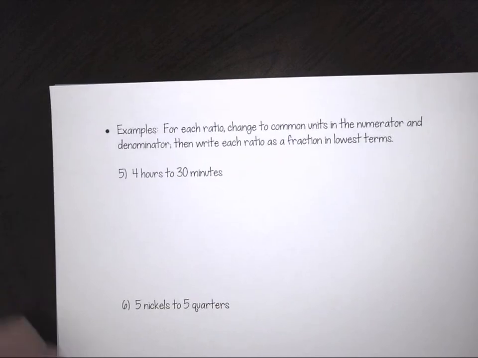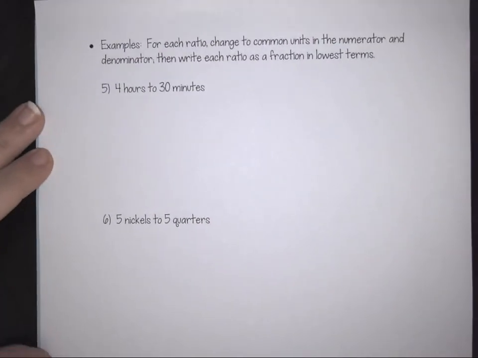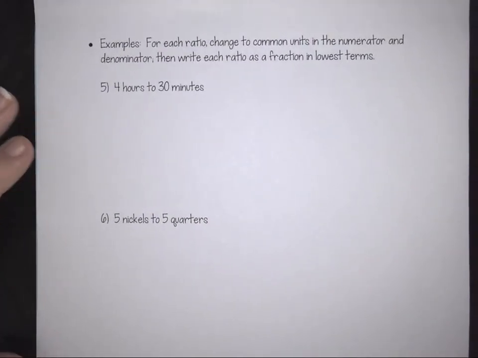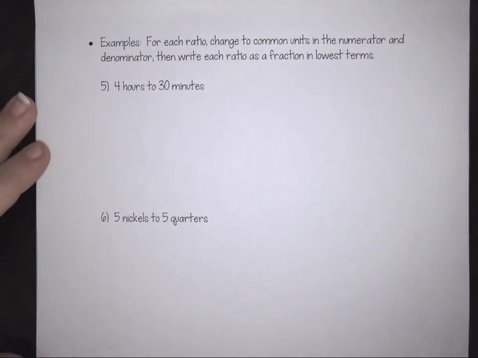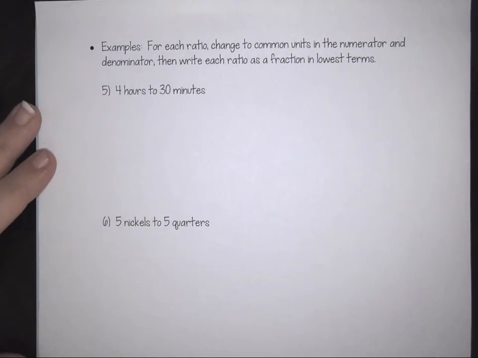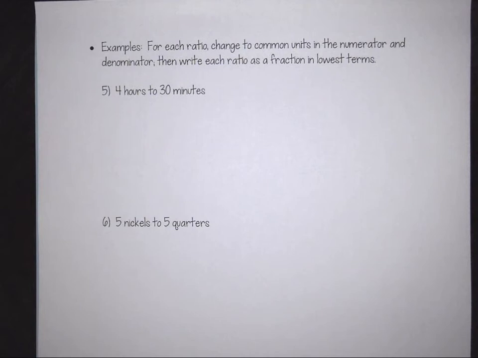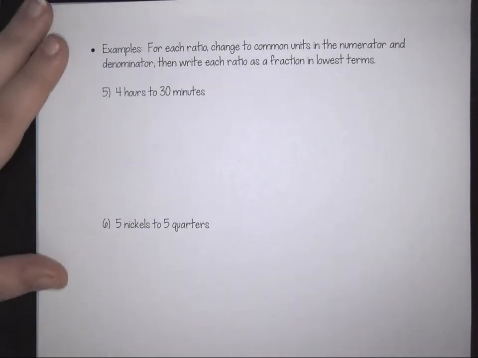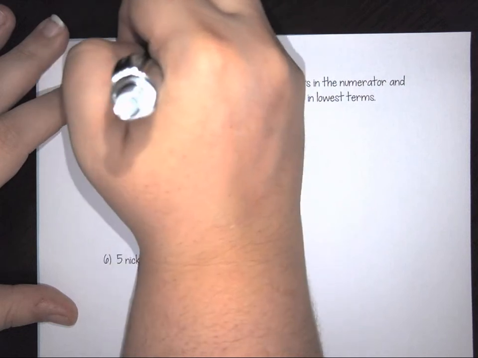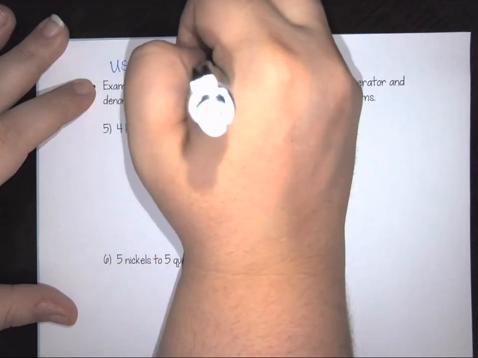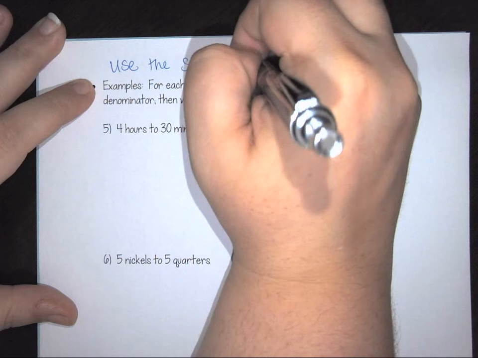Alright, last, what happens if my units are not the same? So we need to write each ratio, however we have to change to common units, and then use it to write as a fraction in lowest terms. So the biggest thing you need to remember here is you usually want to use the smaller unit.